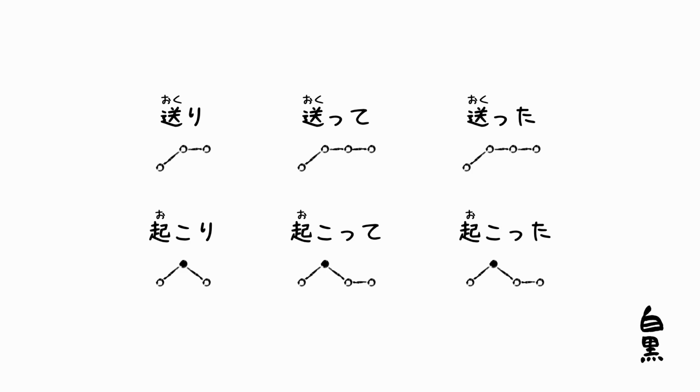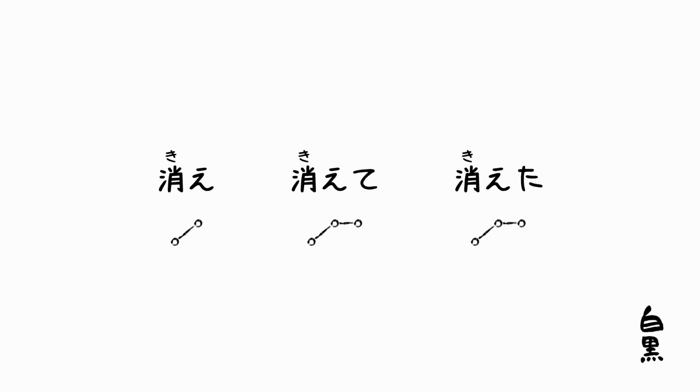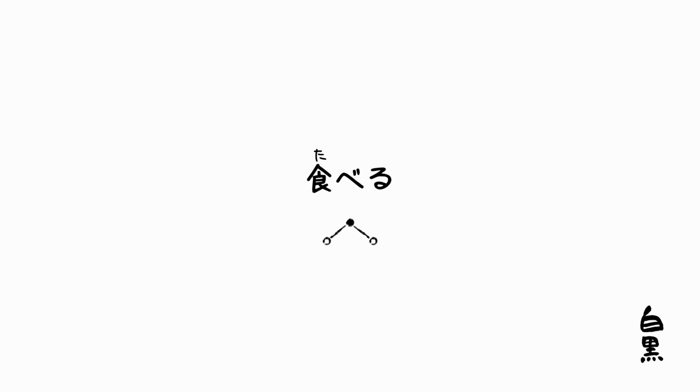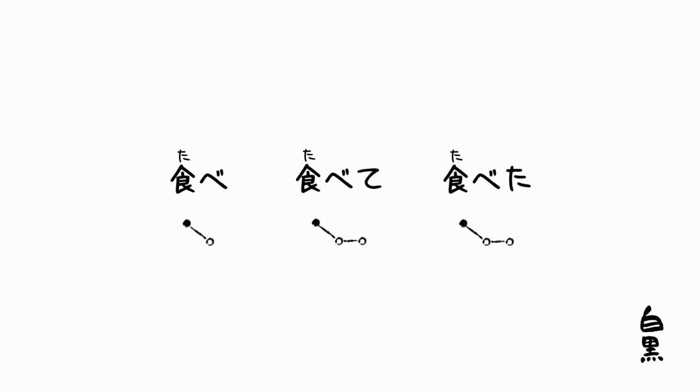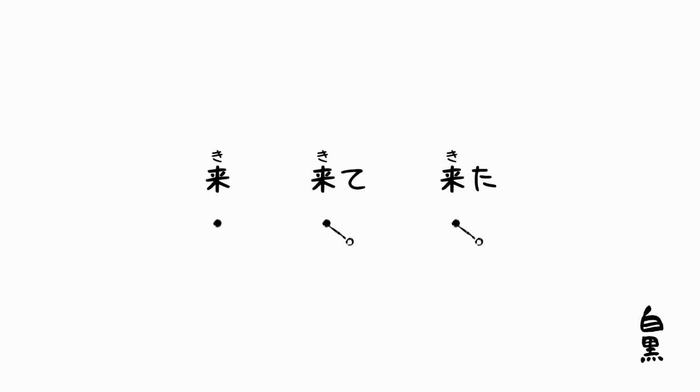Let's also take a look at the other groups of verbs. 消える is a nucleus-less group 2 verb, and its 連用形 is 消え, becoming 消えて and 消えた. 食べる is a nucleus-bearing group 2 verb, and its 連用形 is 食べ, becoming 食べて and 食べた. する is a nucleus-less group 3 verb, and its 連用形 is し, becoming して and した. 来る is a nucleus-bearing group 3 verb, and its 連用形 is き, becoming 来て and 来た.